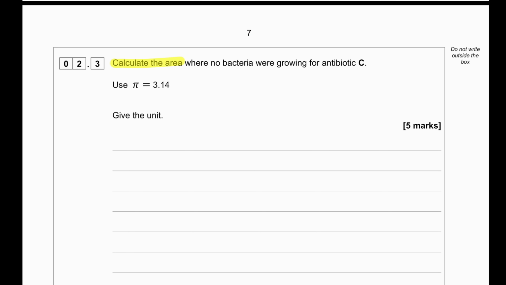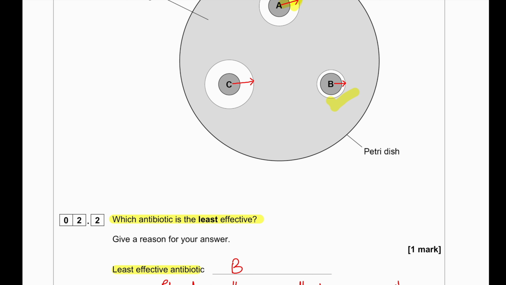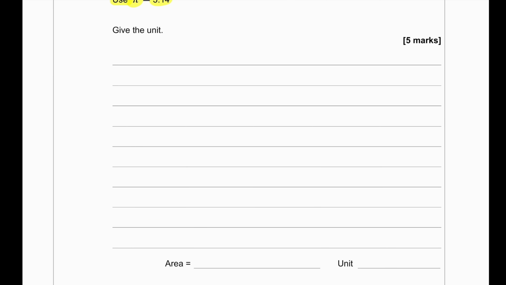2.3. Calculate the area where no bacteria were growing for antibiotic C, and use the formula pi is equal to 3.14. To do this, we will have to calculate the radius for C. Now, in the tablet it's not possible, so we're using the mark scheme. The clear region is 1.1 cm, which is the radius for C. First of all, we will use a ruler to find that out. So r is equal to 1.1 cm.